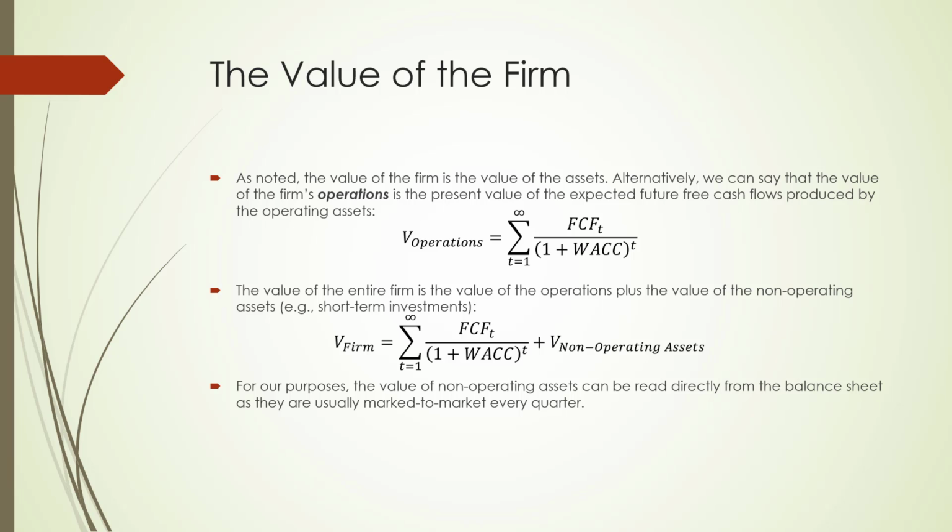Now, we're not going to concern ourselves too much with the value of the non-operating assets. Technically speaking, the value of the non-operating assets is the present value of their expected future cash flows. However, the non-operating assets generally are going to be marked to market every quarter. In other words, the current value of those assets will be written into the balance sheet every quarter. And so it's good enough for us to simply take the value of the non-operating assets right off of the balance sheet. And generally, again, what that means is you're going to go to the short-term investments, and whatever that value is, that's what you would plug into this equation for the value of the non-operating assets.